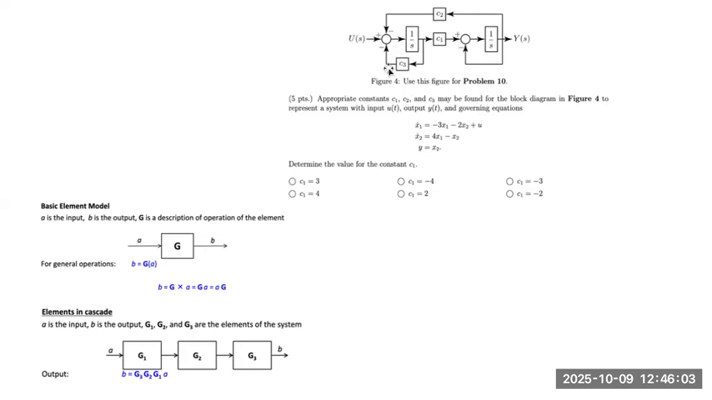So today we're gonna go over this problem of controls. So let's read through this problem. This problem shows a block diagram and there are appropriate constants C1, C2, and C3 that may be found for the block diagram in figure 4 to represent a system with input u(t), output y(t), and governing equations x1 dot equals -3x1 minus 2x2 plus u, and x2 dot equals 4x1 minus x2, and y equals x2. We want to determine the value for the constant c1.